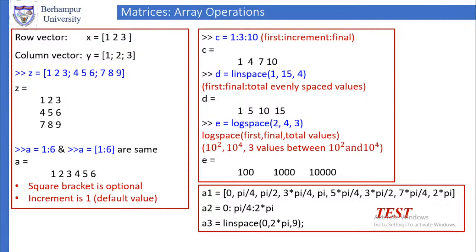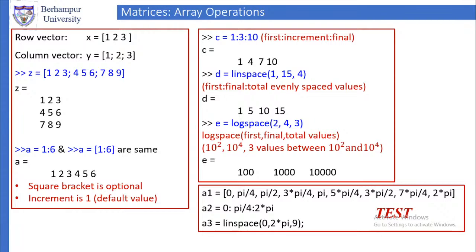Now we have said here first value is 1, final value is 15, and we want 4 values. So 1 and 15 will be inclusive of these 4 values. So it will be 1 in the beginning, 15 in the last, and in between 2 values. Those 2 values will be evenly spaced. So it will be 1, then 5, then 10, then 15. So it is 1, 5, 10, 15. If you want to space evenly everything, then you can always use linspace, linearly spaced. So first value, final value, total number of values including the first and final value.